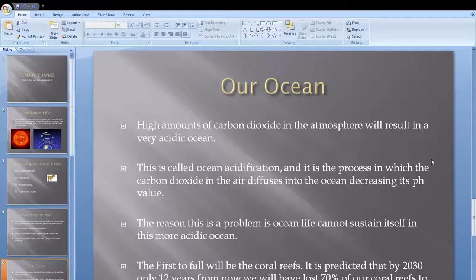The first to fall would be coral reefs. It is predicted that by 2030, only 12 years from now, we will have lost 70% of our coral reefs to ocean acidification. The reason that this is a problem, that we're going to lose our coral reefs, is not because it's a tourist destination, but because it holds 25% of marine life. They live inside of coral reefs, so we're going to lose a large portion of our ocean ecosystem if we don't do something about it.